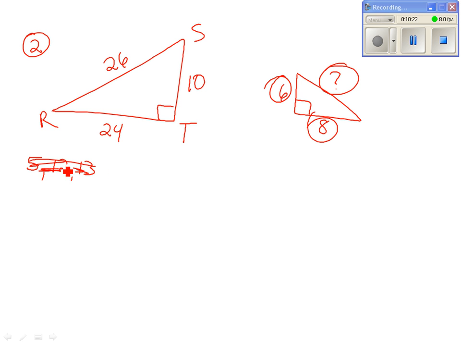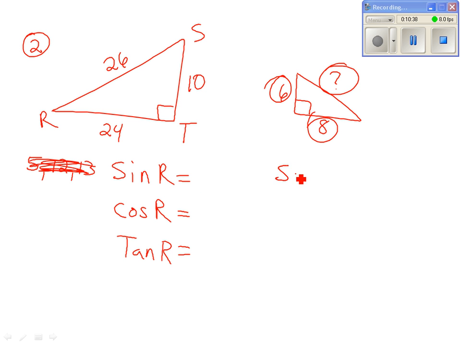Here, they gave us that. I'm going to get rid of this. It's not part of your answer. Which angle did they say? Angle R first. So we wanted to do the sine of angle R, cosine of angle R, and the tangent of angle R. They also want us to do sine of angle S, cosine of angle S, and tangent of angle S. And again, I'm not going to do it all for you. I'm just writing it up here to make sure you understand that you have to have all 6 of those answers.